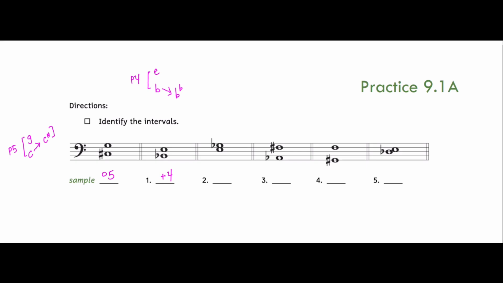Okay, number 2. E to G is a third. Now we know E to G is an all-white key minor third. G flat makes the interval smaller, so this is a diminished third.